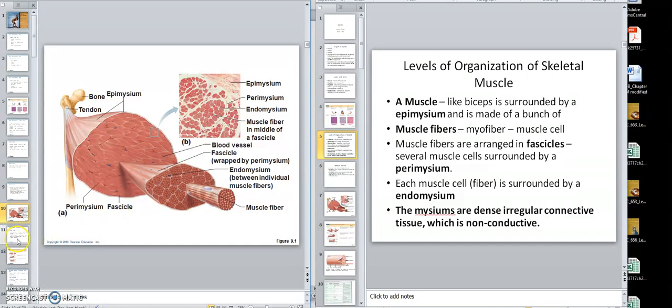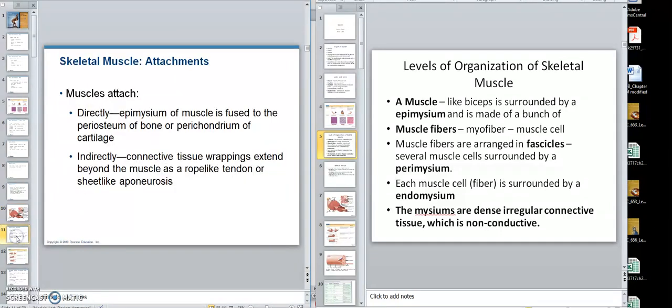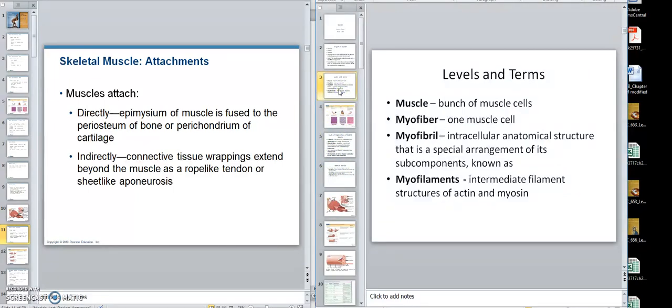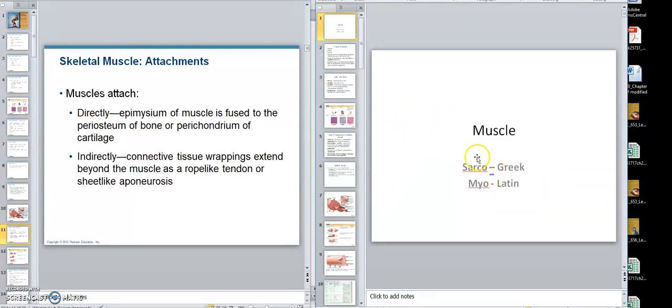Okay, let's go further because we have to get the anatomy down intact in order to understand this physiology. Now I'm going to go to one other thing. In other words, what we're looking at now, I did my levels of terms. Muscle, a bunch of muscle cells. When you hear the word myofiber, now I'm going to come back up here. You see I have sarco and myo.